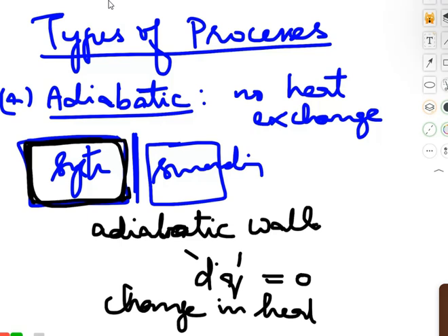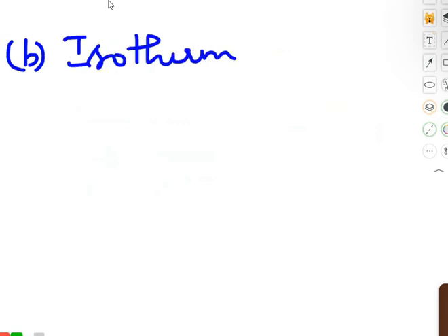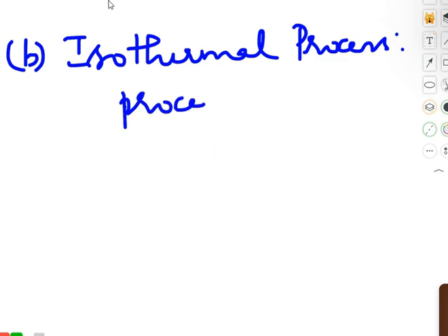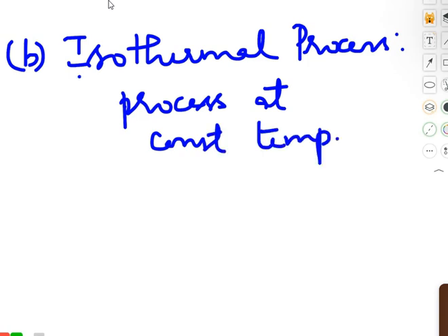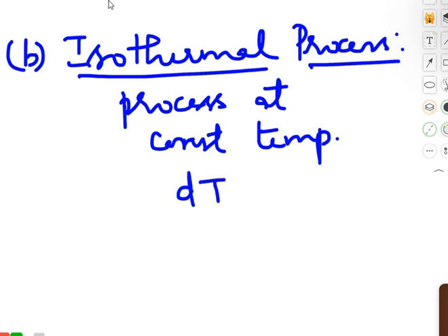Next is isothermal process. So what is an isothermal process? A process which is carried out at a constant temperature. dT is equal to 0. Very good. At constant temperature, this is called an isothermal process. So temperature is constant. So what will be the change in the temperature? It's going to be 0.